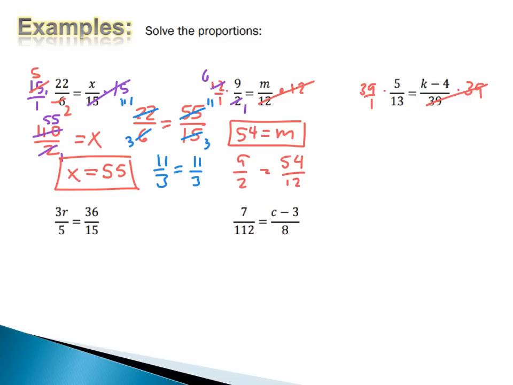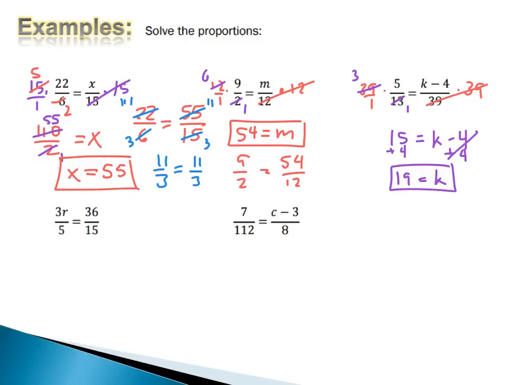Well, can I simplify it? These are big numbers. So 13, yeah, this goes into itself once, and believe it or not, 13 goes into 39 3 times. So what I'm left with is 5 times 3 over 1 times 1. That's going to give me 15 equals, not k this time, but k minus 4. So the last thing, if I add 4, ba-boom, add 4, ba-boom, I get 19 equals k. Again, if I want to check it, I could plug it back in.